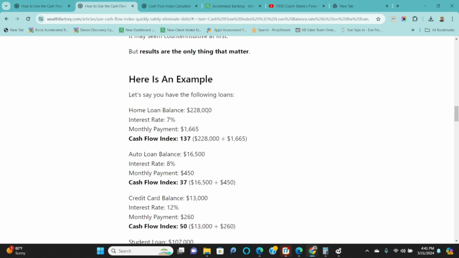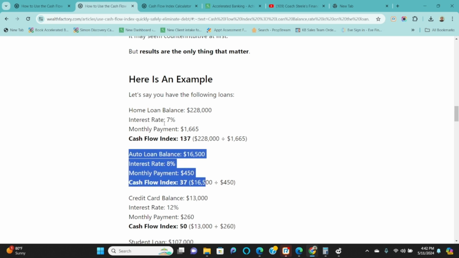If you have a home loan balance and a minimum monthly payment, you divide that into that balance. By doing that, you see the cash flow index on the house is pretty high. So that would be one of the ones you want to attack later on. But when we look at an auto loan balance, if the car is $16,500, you divide 450 into the 16,500, and the cash flow index is a little lower. So you would want to attack the auto loan, pay that off first, before you attack the mortgage balance.